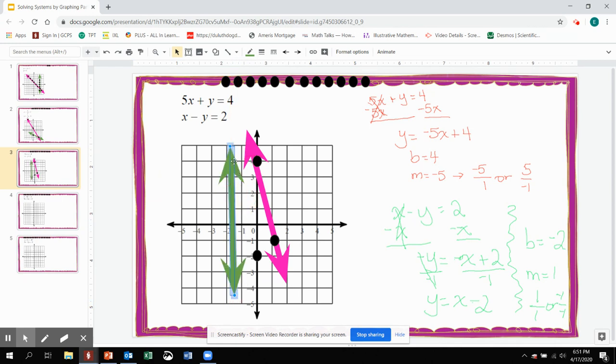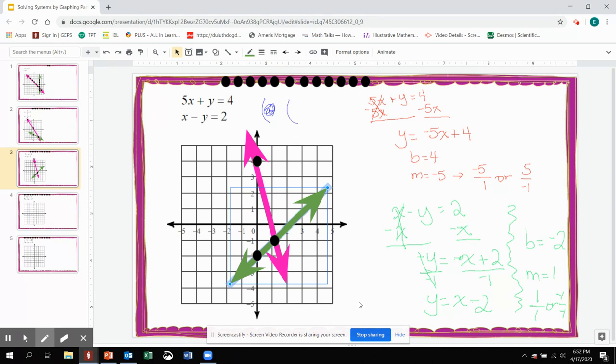So I will go ahead and take my line and connect these points. And you can see right where they intersect, which is right here. And that point is 1 right from the origin and 1 down. So that means it has an x value of positive 1.